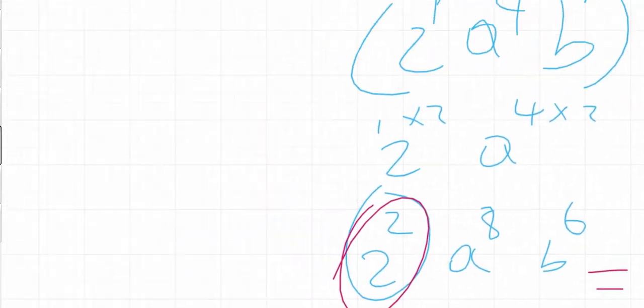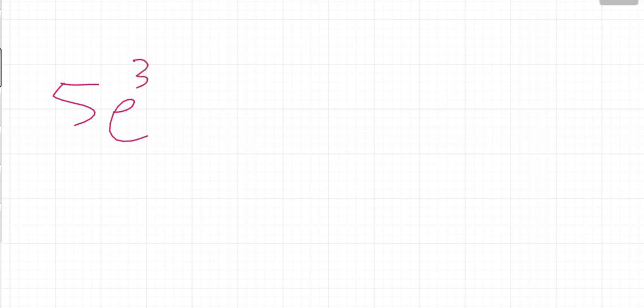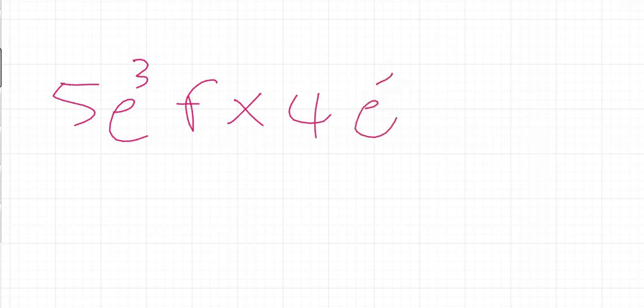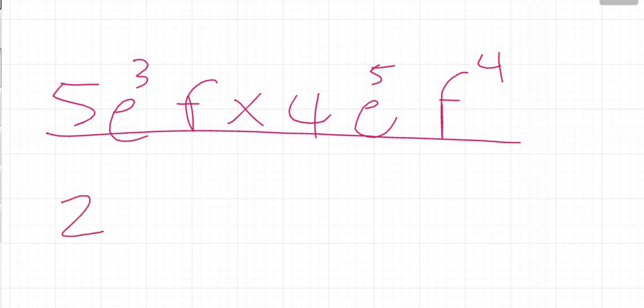So we have 5e to the third times f times 4e to the fifth times f to the fourth, divided by 20e to the 8th power f to the 5th power.